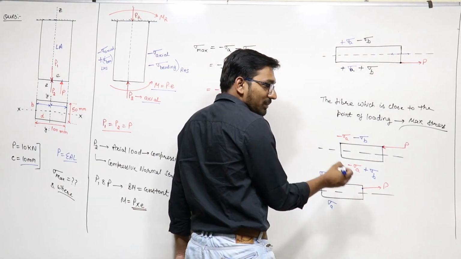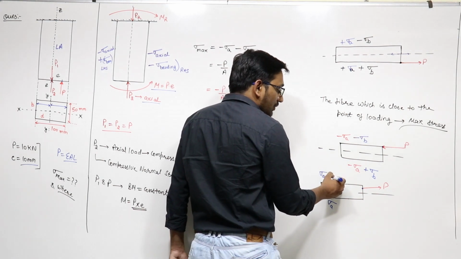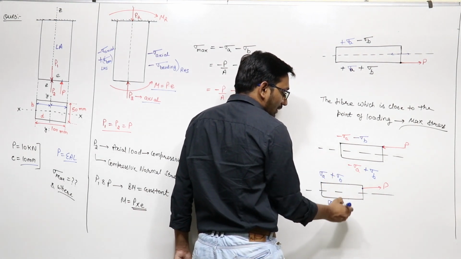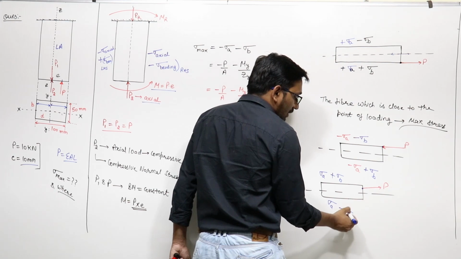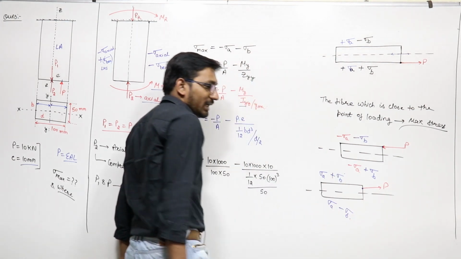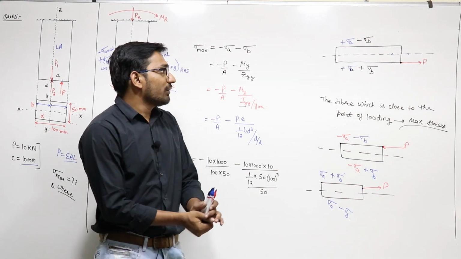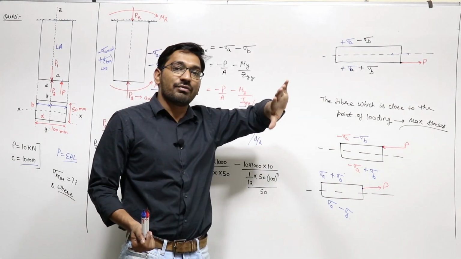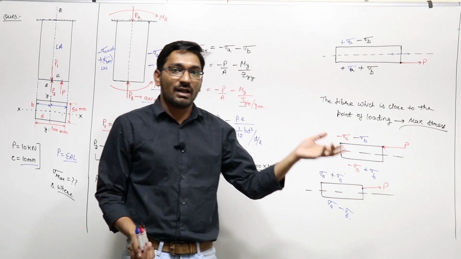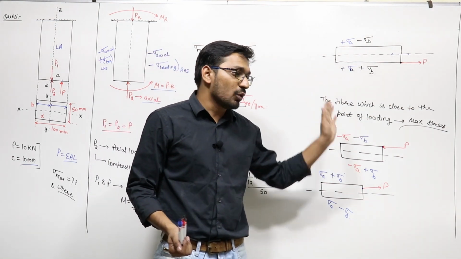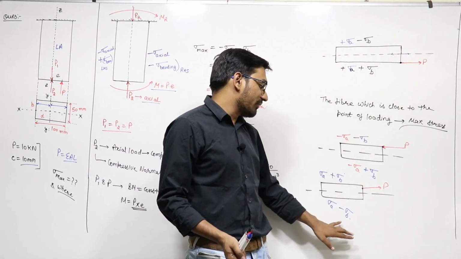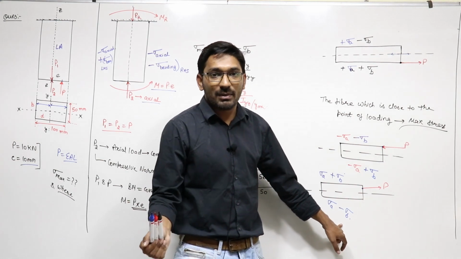Now we have to superimpose bending. This is plus, so you add bending here, and here you can subtract. One is positive, one is negative, and maximum stress means maximum magnitude. If compression is minus, you take minus sigma b, and if it is tensile, then you add plus sigma b. On the other fiber it would be minus sigma b.